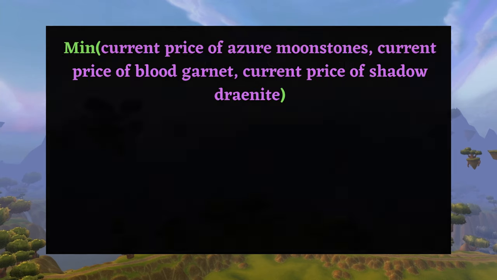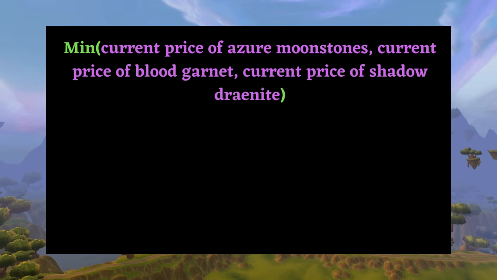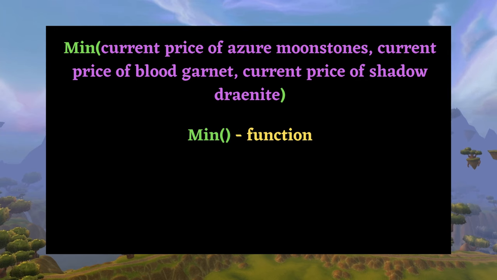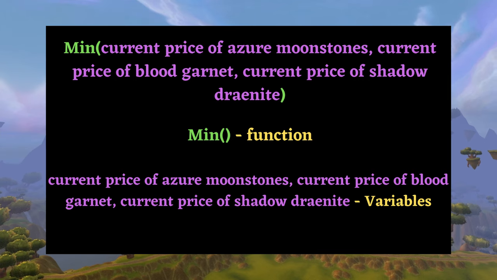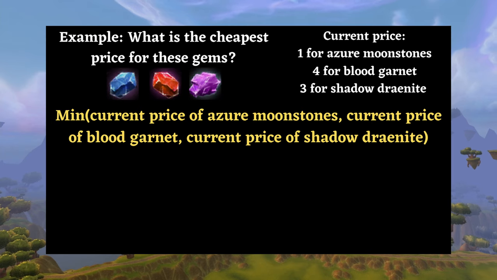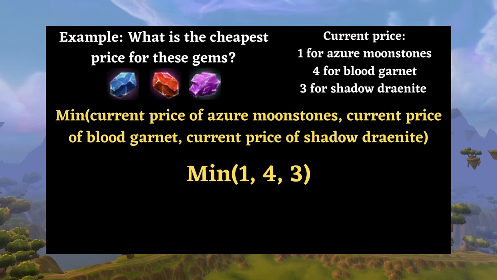Our custom string would be min, current price of Azermoon stones, current price of blood garnets, current price of shadow draenite. Min is the function. This is the action that the formula is going to take. The min function will return the lowest number or the minimum of all the choices listed. The price of Azermoon stone, blood garnet, and shadow draenite are our variables. On the back end, we have a whole database of pricing information, and so when this operation is executed, it will look to see what the current price is. So for this example, we're going to say that our current pricing for our gems is 1 for Azermoon stones, 4 for blood garnet, and 3 for shadow draenite. So when we apply the min function, it's going to return 1, which is the price of the Azermoon stones.